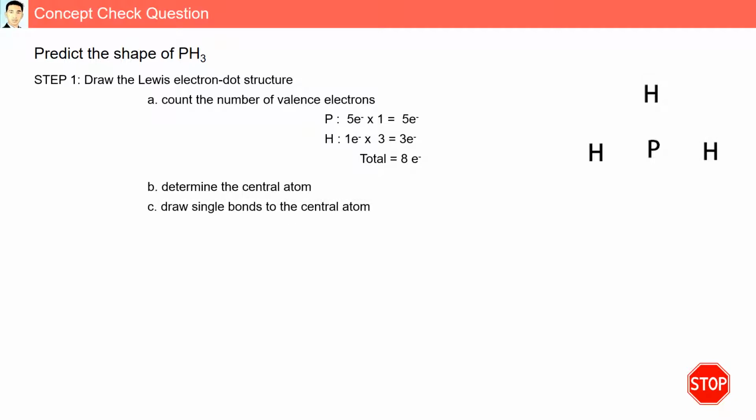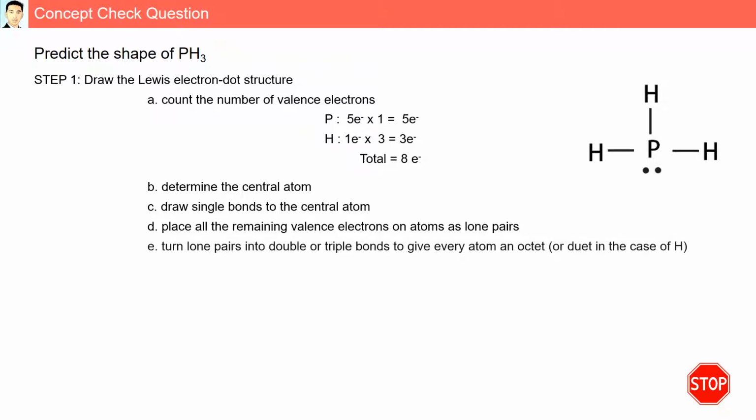Part C. Draw single bonds to the central atom. D. Place all the remaining valence electrons on atoms as lone pairs. We have placed 3 bonds around phosphorus for a total of 6 electrons. 8 minus 6 is 2. We have 2 valence electrons left to place. We place them around phosphorus. Turn lone pairs into double or triple bonds to give every atom an octet, or in the case of hydrogen, a duet. Our hydrogens are satisfied and our phosphorus is satisfied.